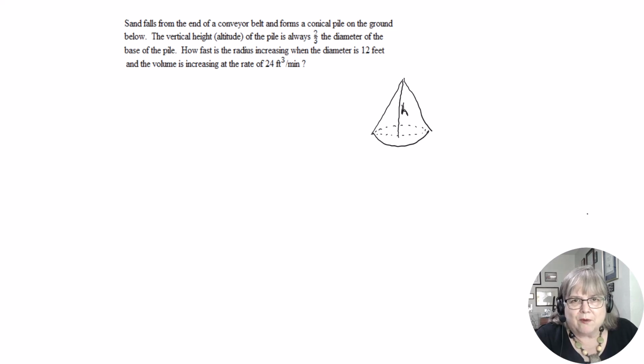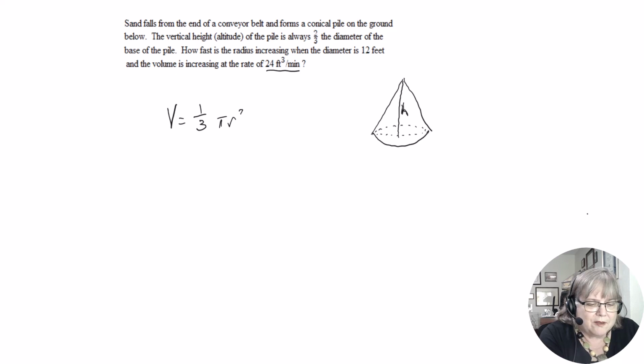So again, like before, you have this ongoing process. Something's taking place. At some point in this process, you're going to take this little snapshot and try to analyze it at that point where everything sort of freezes. Now, in this case, you know you're dealing with a volume because one of the pieces of information it gives you is 24 cubic feet per minute. Cubic is a volume. So the volume of a cone is 1/3 pi r squared h.